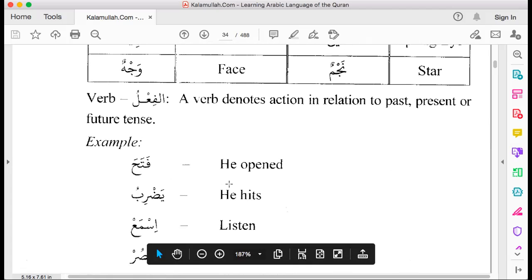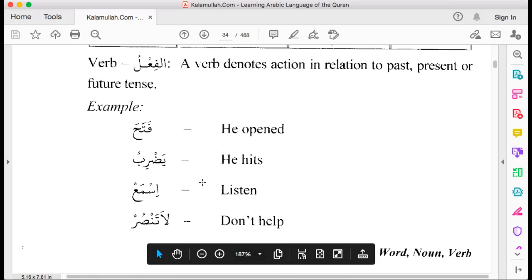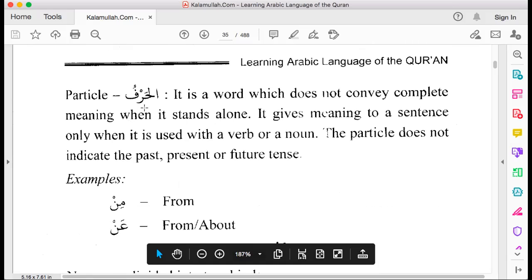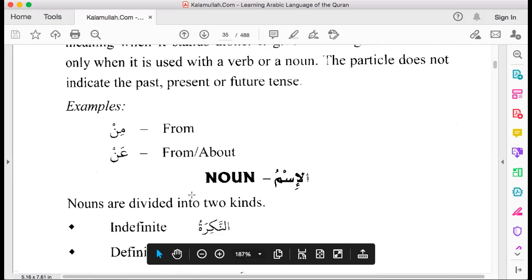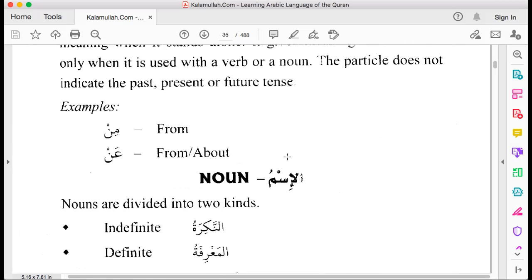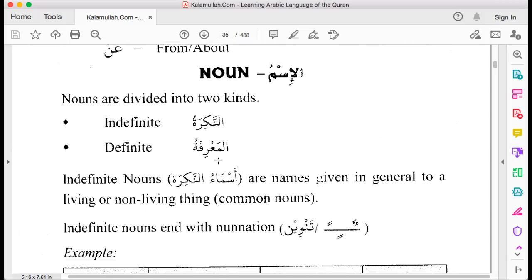Again, verbs, just casually look at the verbs. You are not expected to learn them at all right now. You can just skip through the discussions on the verbs. Particles also we will be studying in the future. These are just some examples of particles. Min means from, an means about. We have lessons to cover these words in the future. So this was the main lesson for today: indefinite nouns are nakira and al-ma'rifa is definite.